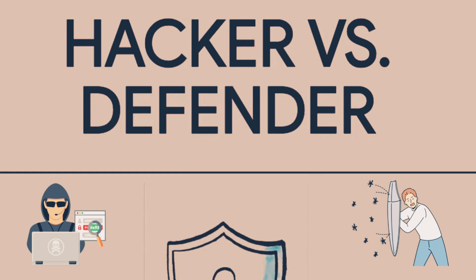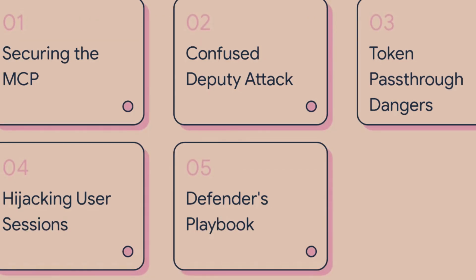You've got a clever hacker on one side trying to find all the cracks in a brand new protocol, and on the other, a diligent defender whose job it is to build the walls to keep them out. We're going to break down the security playbook for something called the Model Context Protocol. We'll get to know the protocol itself. Then, we're going to dive into three key attacks. We're talking the confused deputy, token pass-through, and session hijacking. And for each one, we'll lay out the defender's winning countermove.